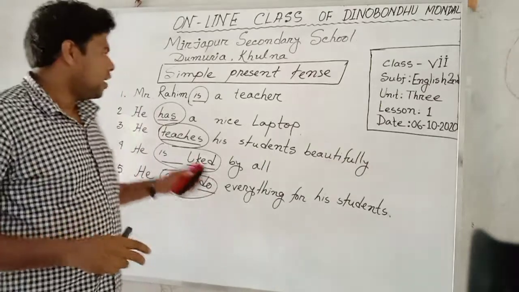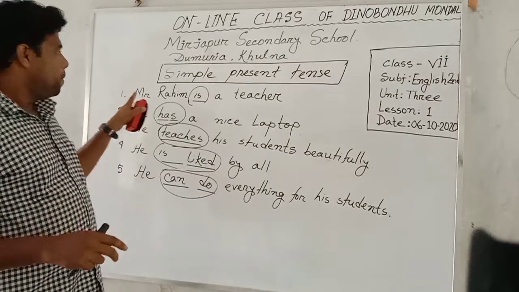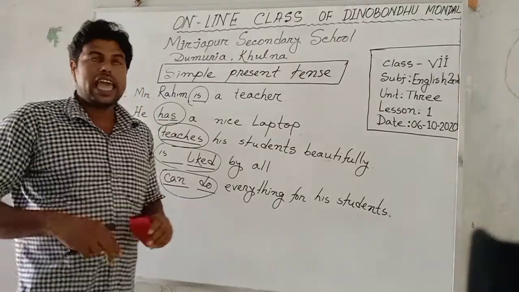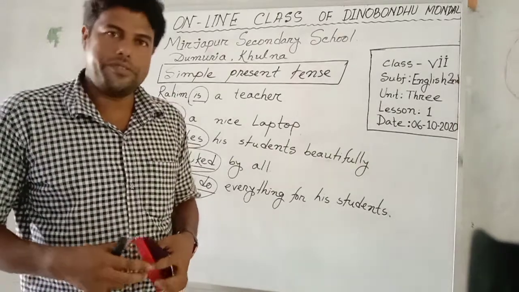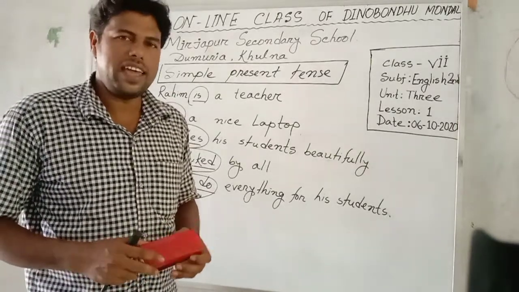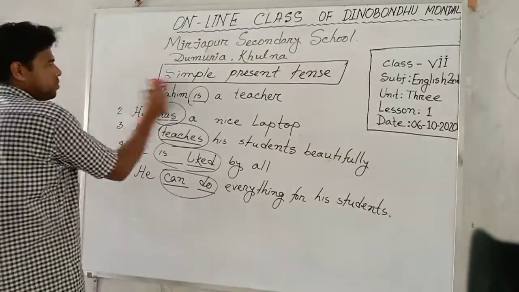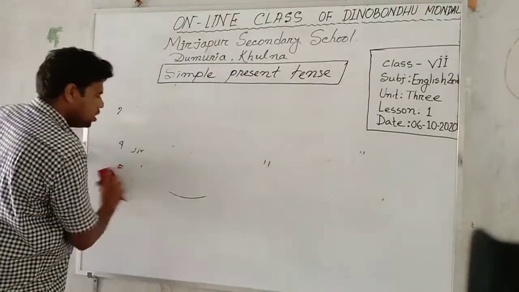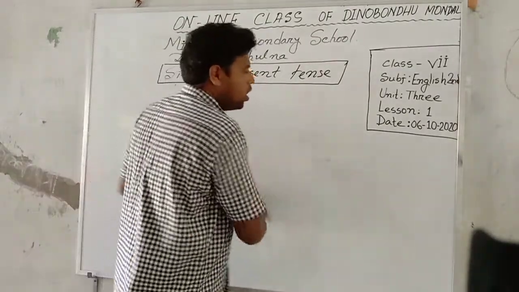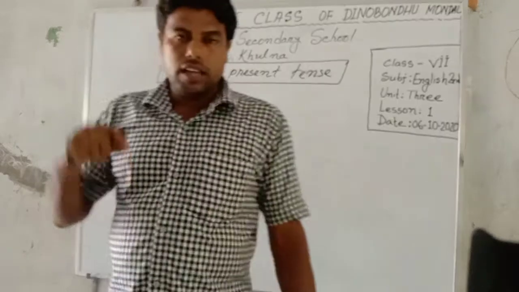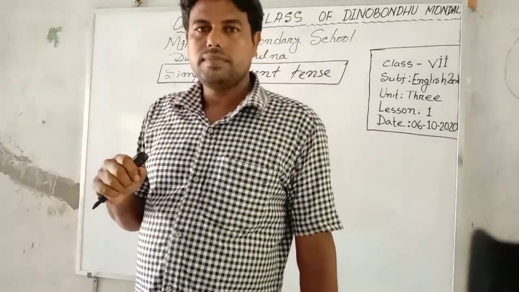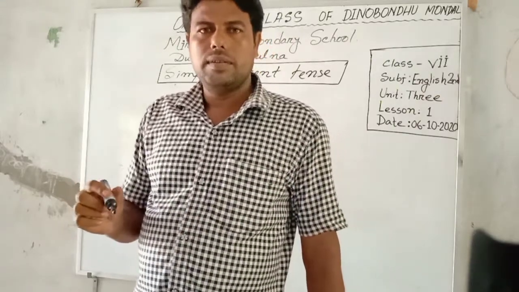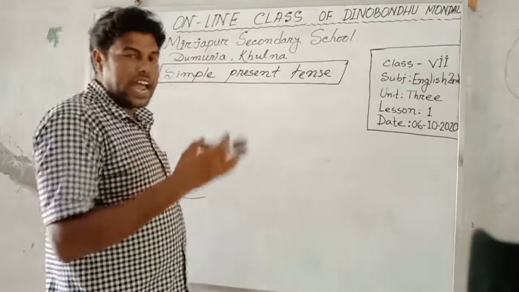Okay? Now we can see other examples of simple present tense. We shall use it. So from these 5 sentences, we have got 5 categories of verbs, and we are writing this. Okay?